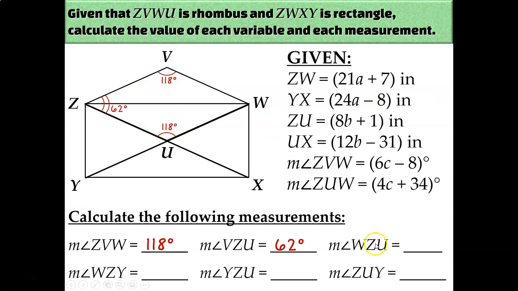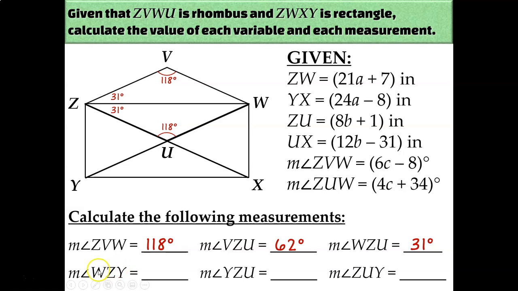But next we're supposed to figure out the measure of ∠WZU. WZU is part of that 62 degree angle. But since this is a rhombus, we know that the diagonals of a rhombus bisect the opposite angles. So since the entire angle measurement, VZU, is 62, each of the little angle measurements that are created by this angle bisector, they both have to be 31 degrees.